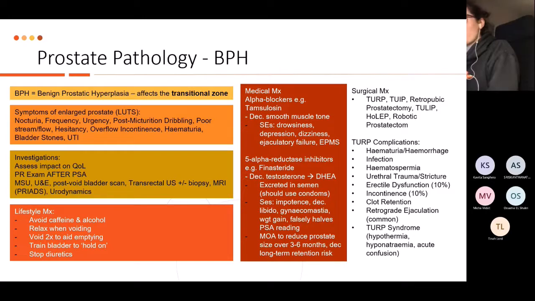So BPH, another acronym. The symptoms of LUTS, another acronym, can typically cause it. So these are things that you want to look for.